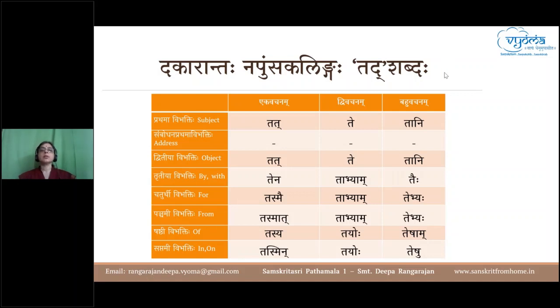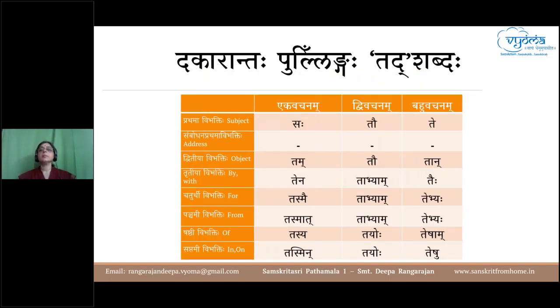So if somebody wants to read the Pullinga, this is Sahataute Pullinga Tad Shabda. Bhargavi A, you want to read this?